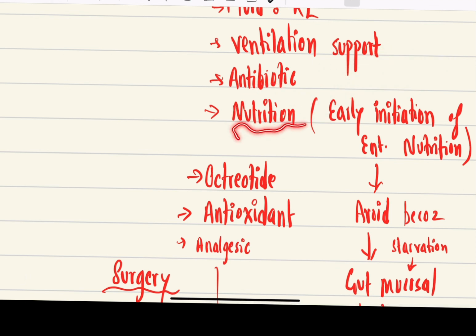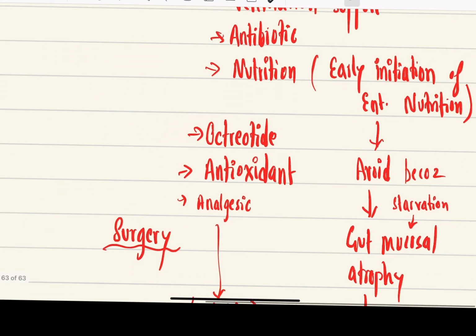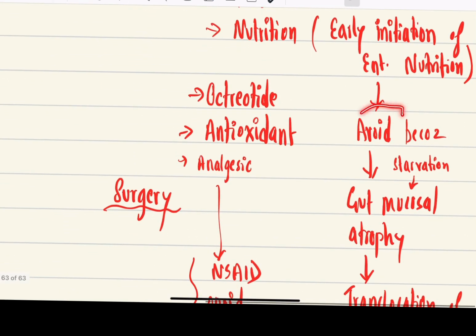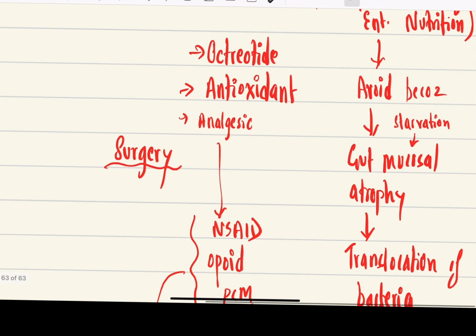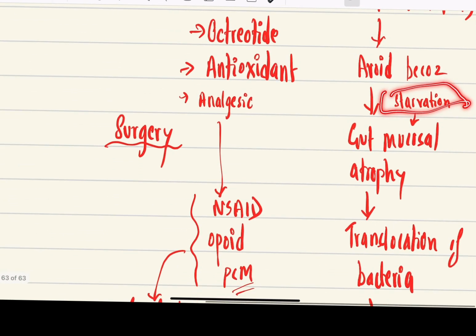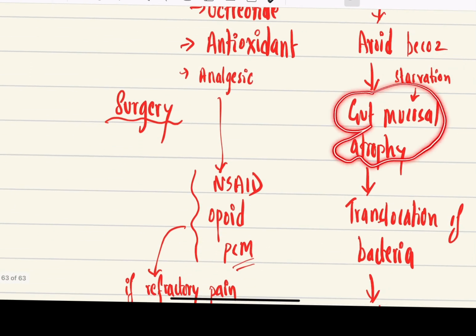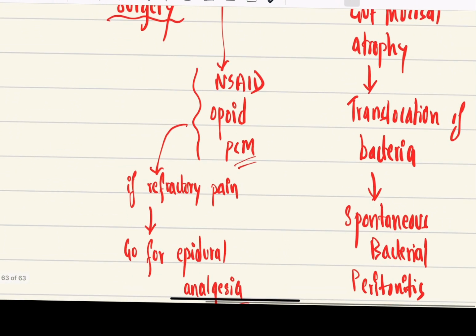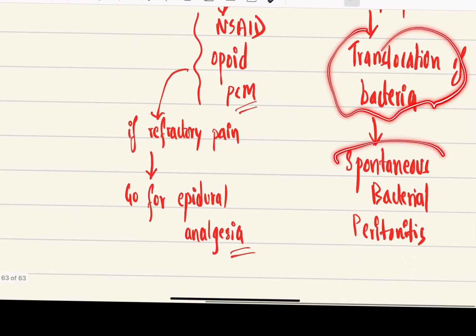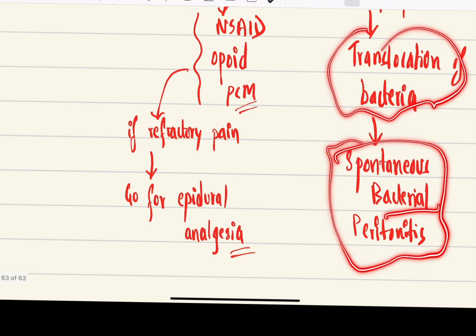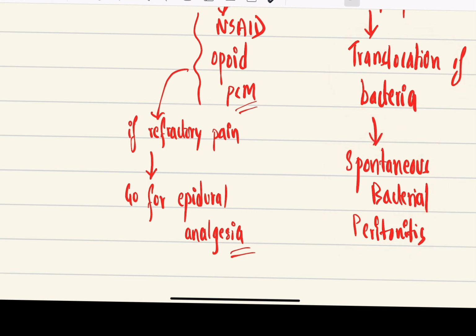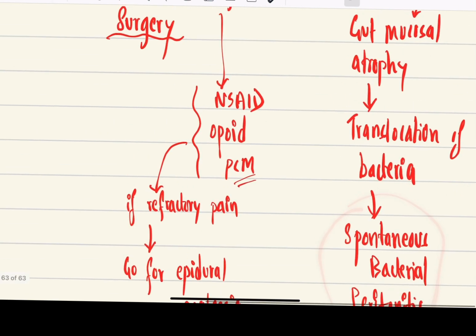We can keep the patient NPO for 6 to 12 hours. If there is no nausea or vomiting, then we should initiate enteral nutrition. If we avoid enteral nutrition for a longer period, then starvation might result in gut mucosal atrophy, which might cause translocation of bacteria, resulting in spontaneous bacterial peritonitis, SBP.